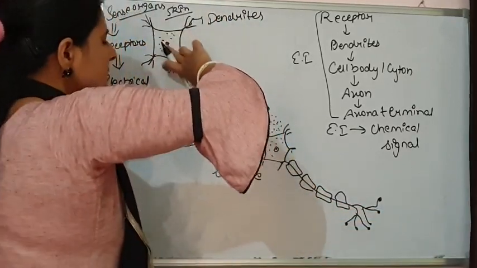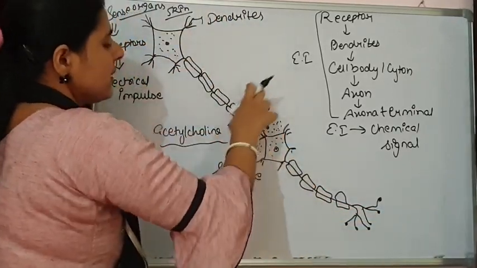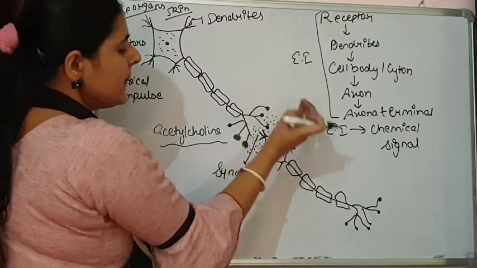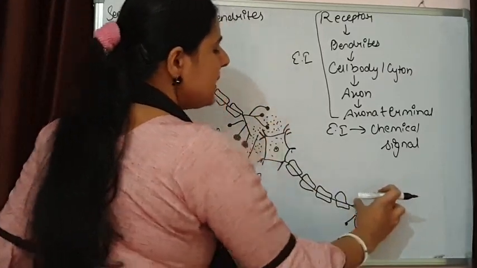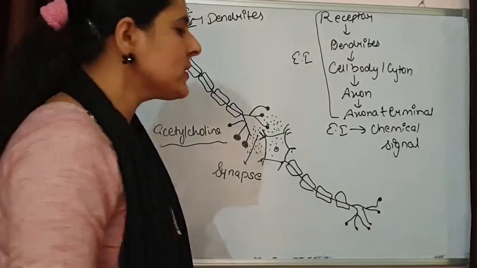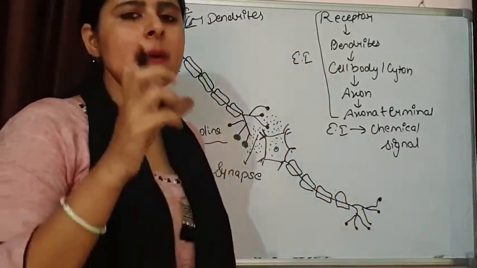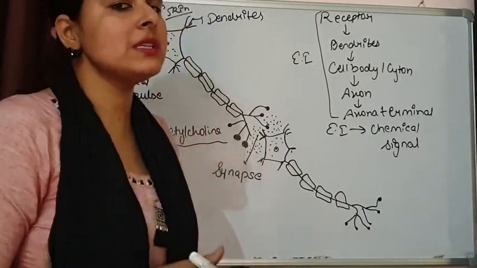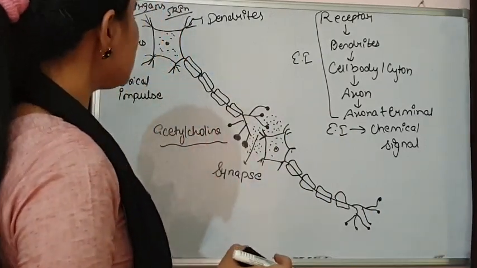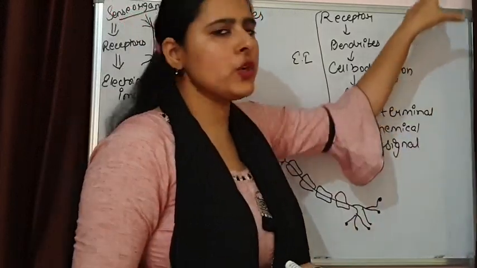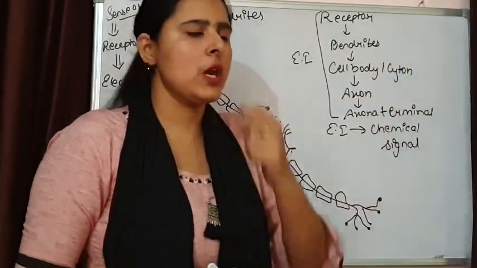So this region carries the electrical signal, which again changes into a chemical signal, again an electrical signal, and this process continues. Finally these axonal ends deliver this message to the central nervous system, because it is a sensory neuron. So from the sense organs this message moves to the central nervous system.